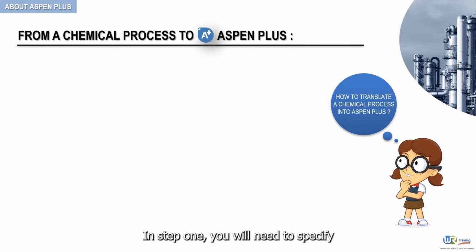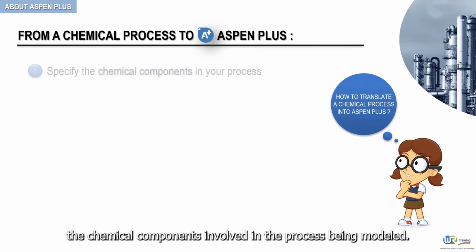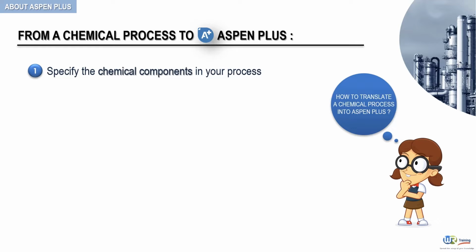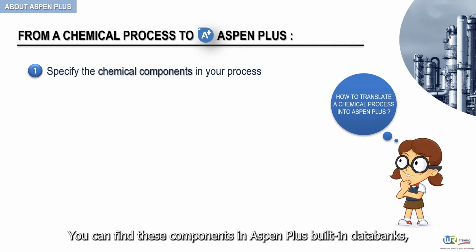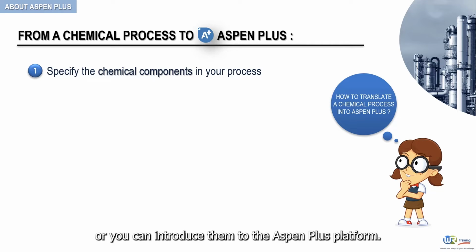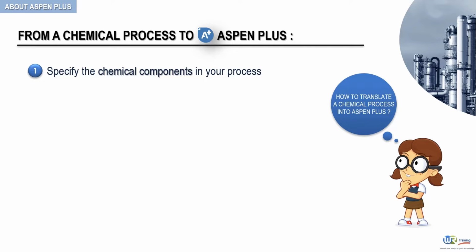In step 1, you will need to specify the chemical components involved in the process being modeled. You can find these components in Aspen Plus built-in databanks, or you can introduce them to the Aspen Plus platform. We will see this in detail further ahead.